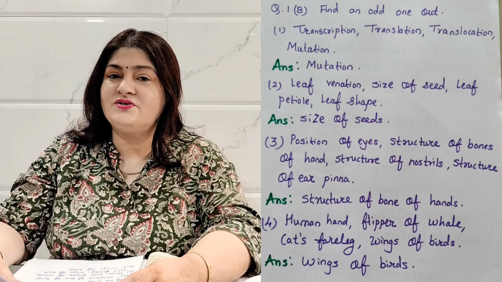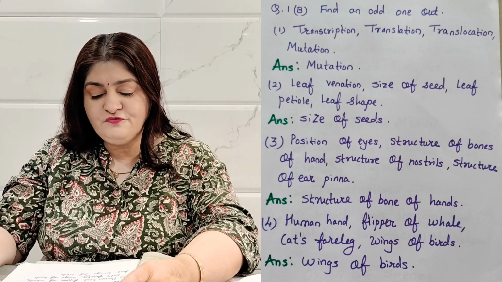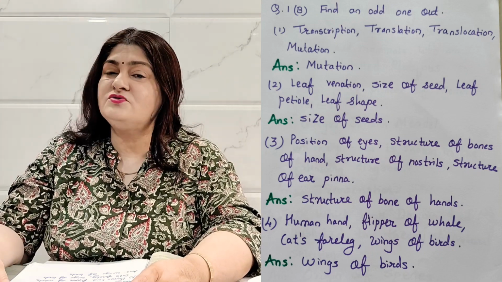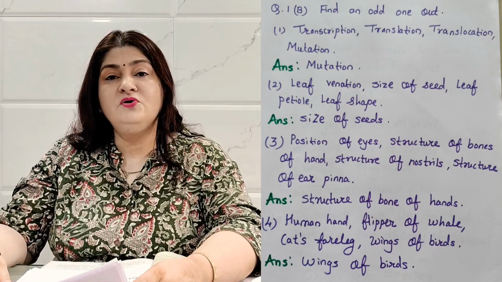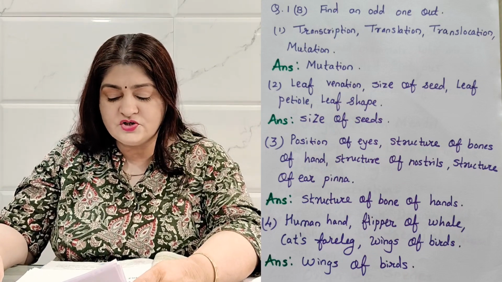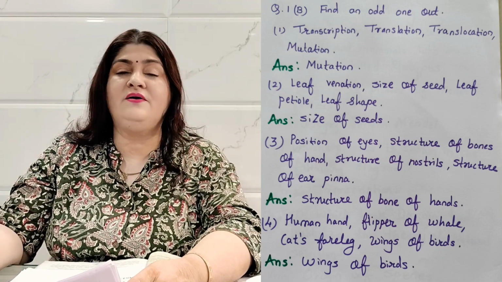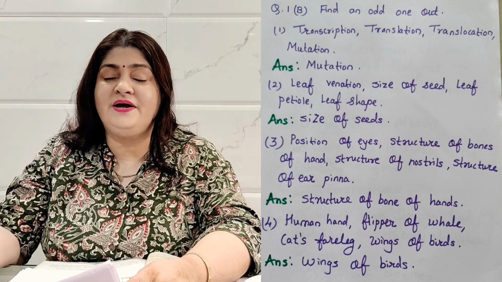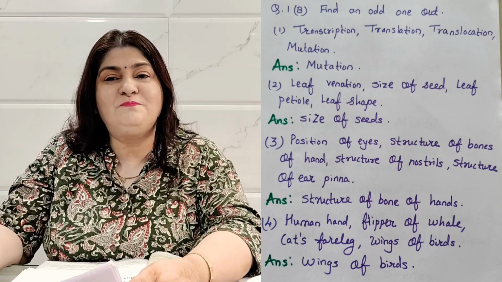Mutation is the correct odd one. Then second one: leaf venation, size of seed, leaf petiole and leaf shape. The answer is size of seed. The rest of them are morphological evidence in plants. Third one: position of eye, structure of bones of hand, structure of nostril and structure of ear pinna. Here the correct answer is structure of bones of hands, and the rest of them are morphological evidence observed in animals, which show quite a similarity in animals like dog, sheep, etc.